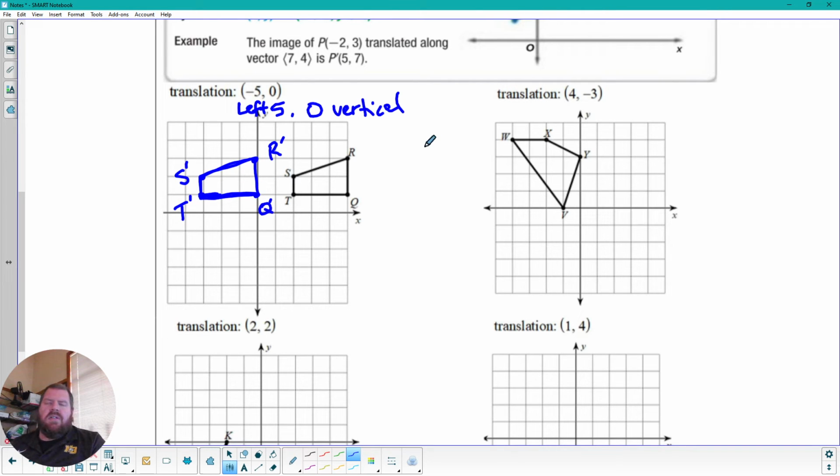Because under a translation, we should get shapes that are the same size and even kind of pointing the same way. Okay. On this one, it says (4, -3). That means right 4, down 3. So we can do that point by point, or we could look at the coordinates of all those. And we could do it this way.